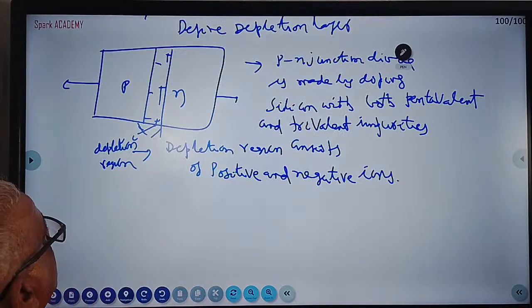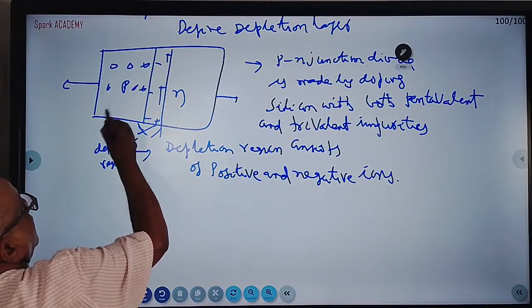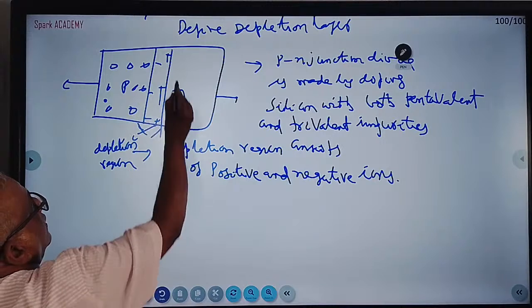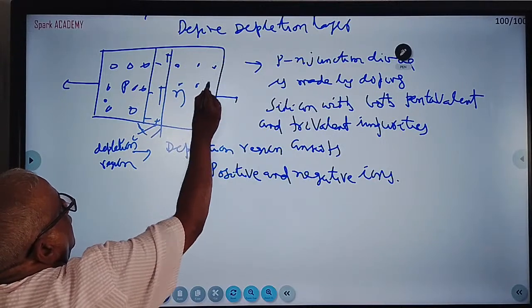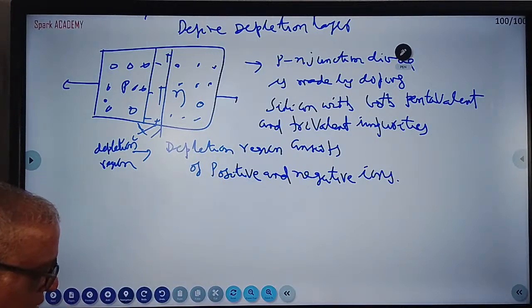So positive and negative ions. This is a PN junction. On the P side, holes will be there as majority carriers, and electrons are minority carriers. Here on the N side, electrons will be there as majority carriers, and minority carriers are holes. So this is called the PN junction depletion layer.